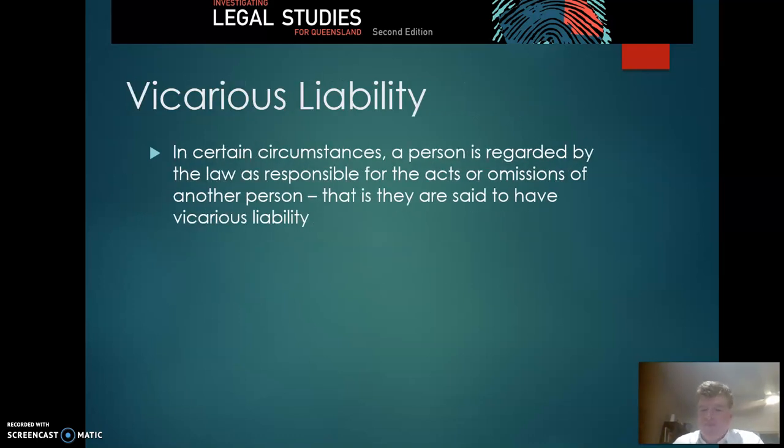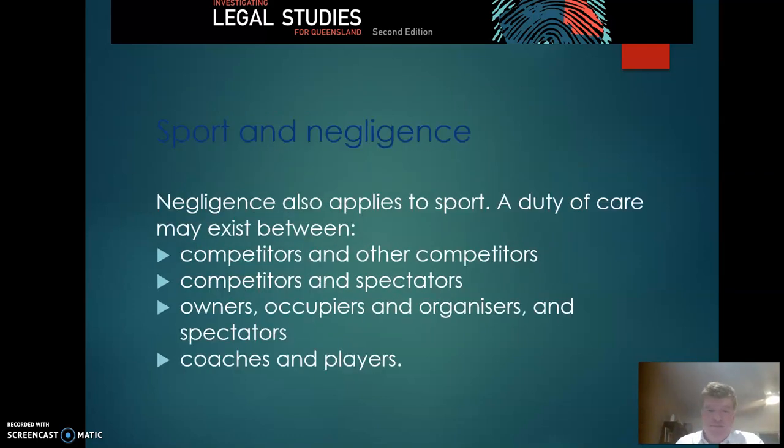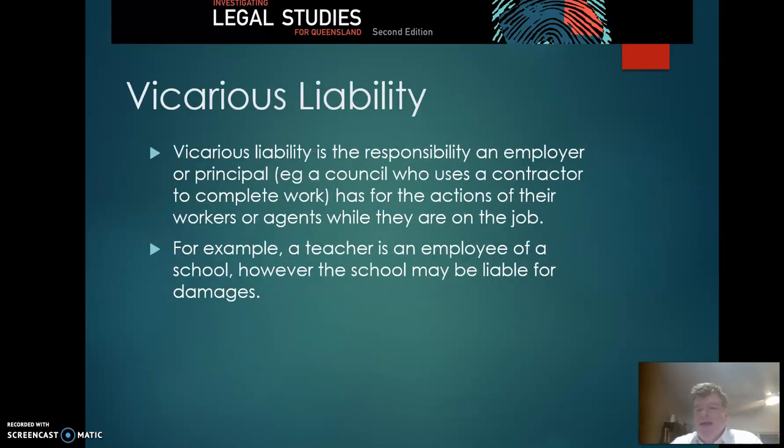Vicarious liability is an important thing. I think it's just about the last thing we'll look at, and it's this idea that if an employee is working for an employer, it's still the employer who can be responsible, or if there's a contractor. Right, so a teacher is an employee of a school. The school's liable for damages if the employee behaves in a reasonable way.